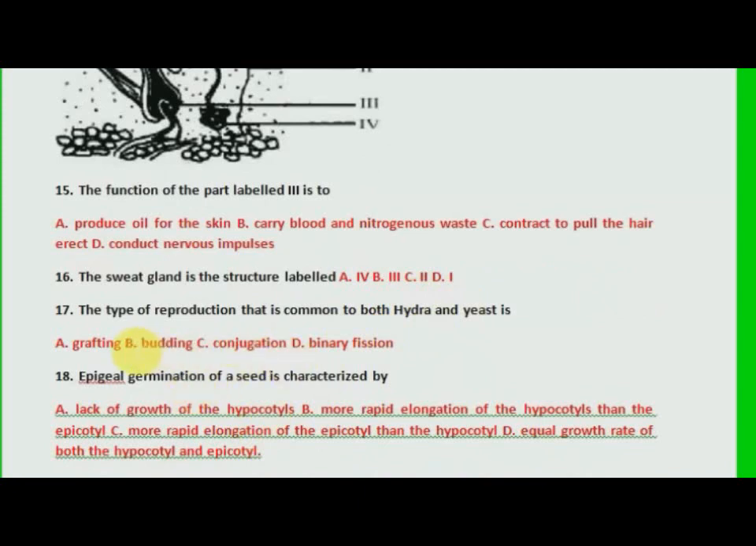The type of reproduction that is common to both hydra and yeast is what? Budding. That means they can cut off something. It's a form of asexual reproduction, which means a part of an organism is cut off by itself. Now, epigeal germination of a seed is characterized by what? Lack of growth of hypocotyl, or more rapid elevation of hypocotyl than the epicotyl? That's the answer. If you're having epigeal germination, the hypocotyl grows faster than the epicotyl. That is why it brings the seed above the soil.